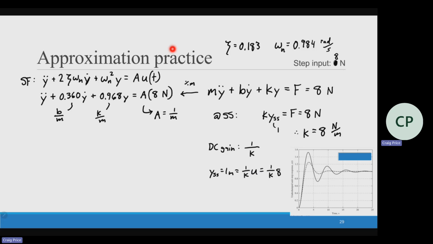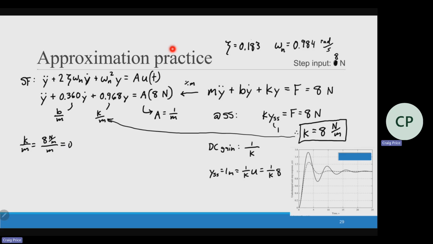I mean, I guess it could be 1. But if you're just saying, hey, let's just make mass 1, that's probably not right. So I'm going to take that k and we're going to plug it in to here. So K over M, we have 8 newtons per meter over M is equal to 0.968, which is the natural frequency squared. And so therefore we can find the mass.